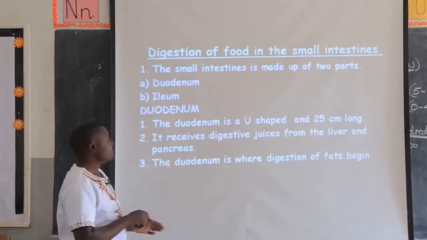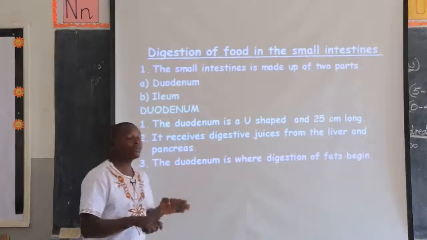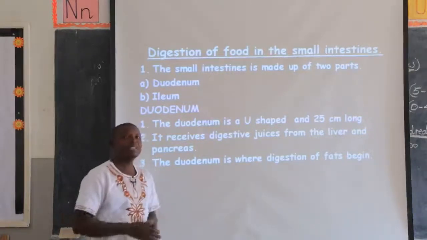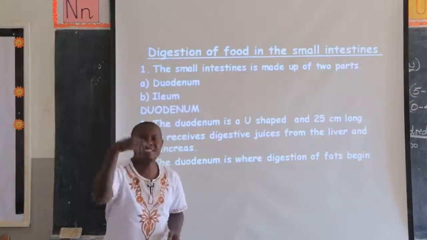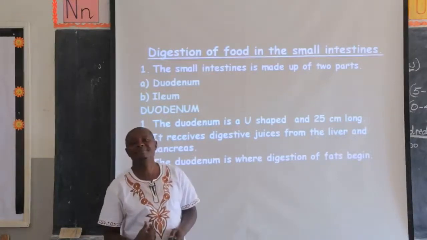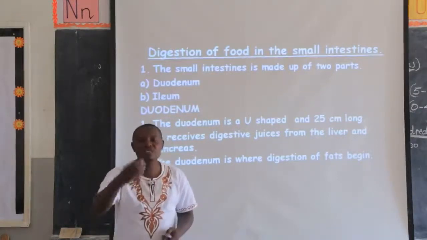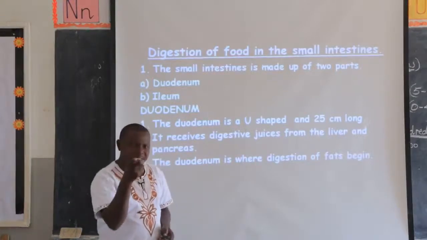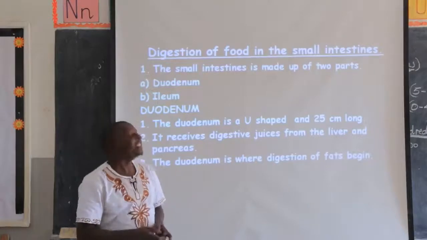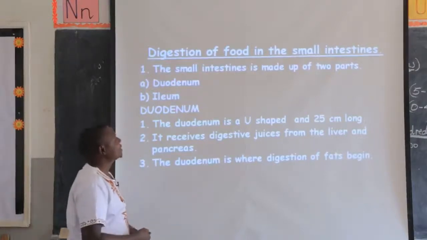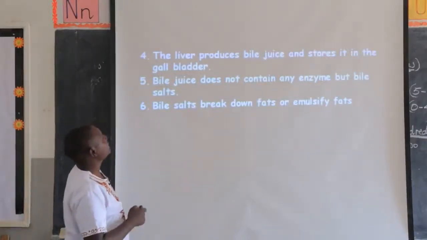Now, the duodenum is where digestion of fats begins. Let me pose a question to you. Where does digestion of fats take place in the body? What's your answer? The duodenum. Okay? That's good. Now, let's continue and look at the liver.